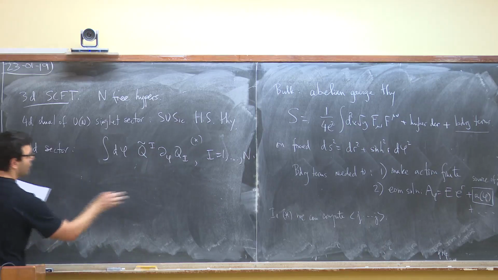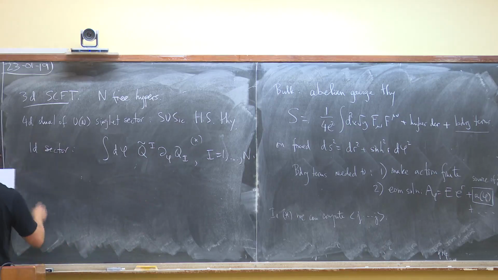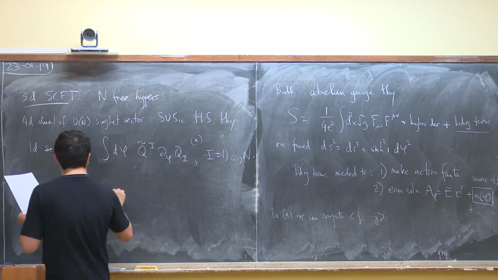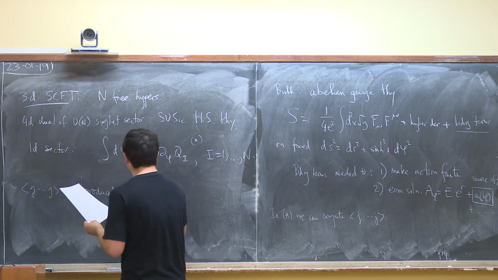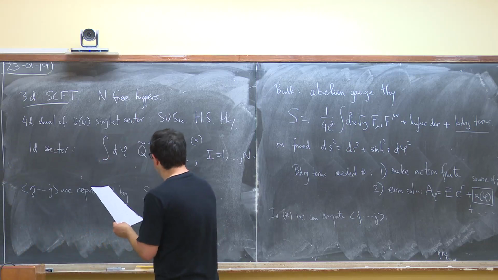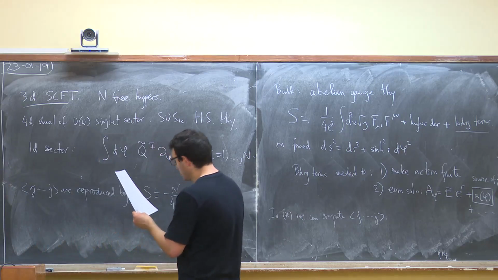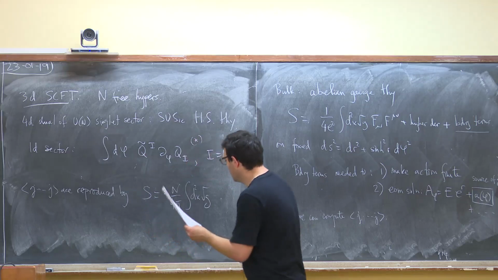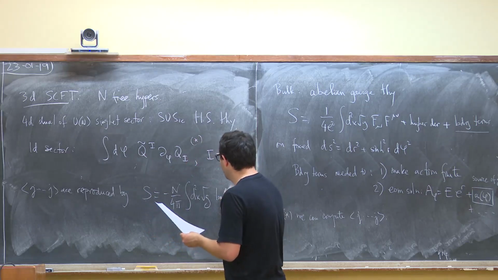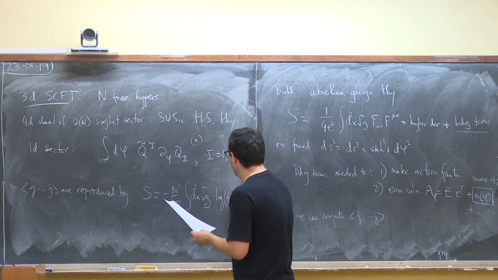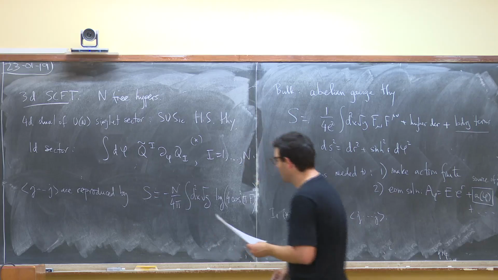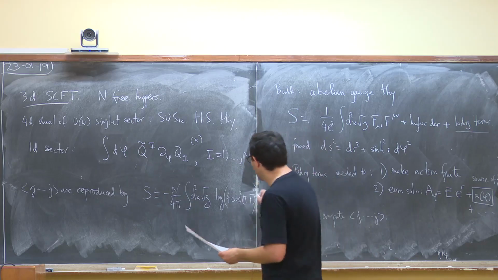Those correlation functions of J are reproduced by the following bulk action: minus n over 4π, the integral d²x √g, log of 4 cosine squared of πf, plus boundary terms.